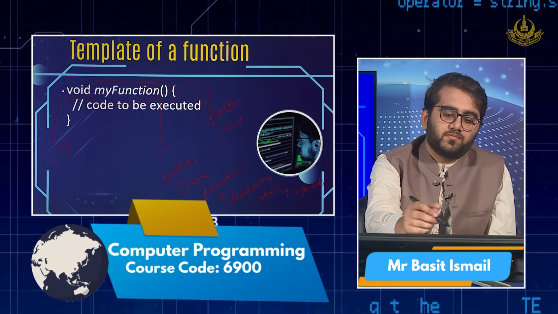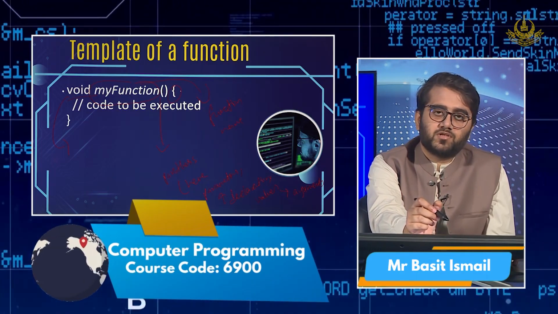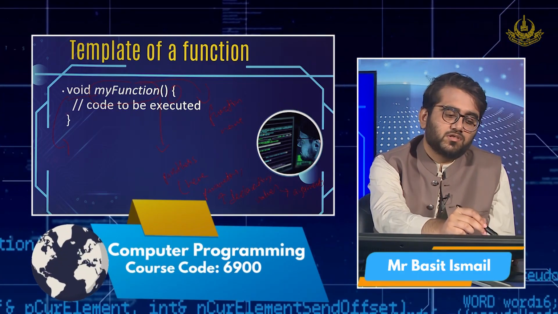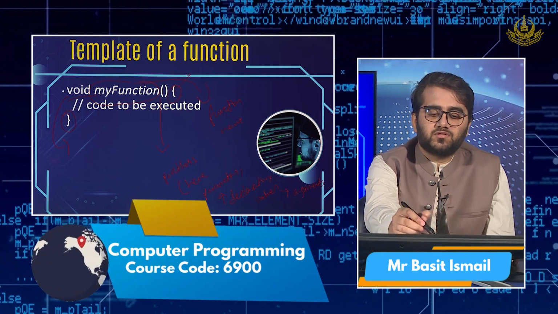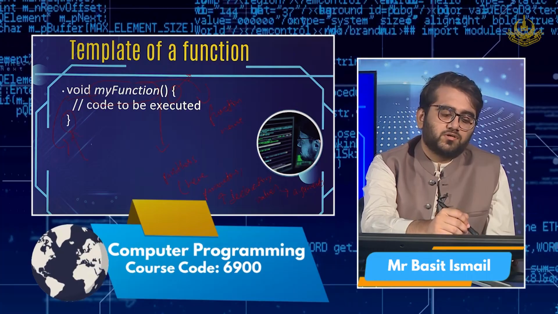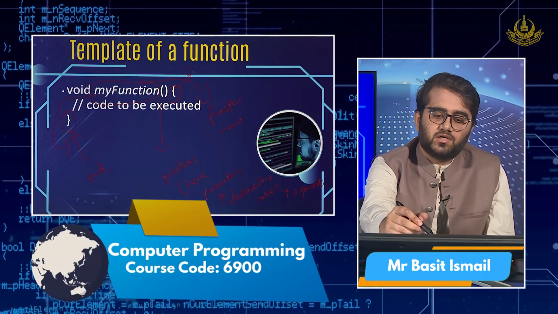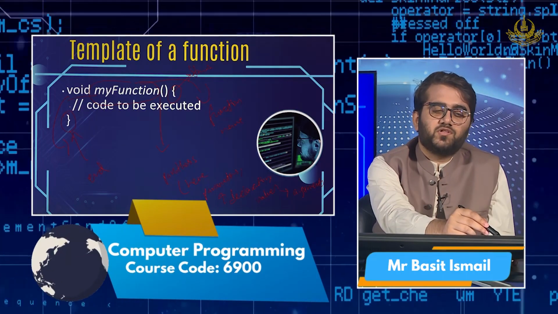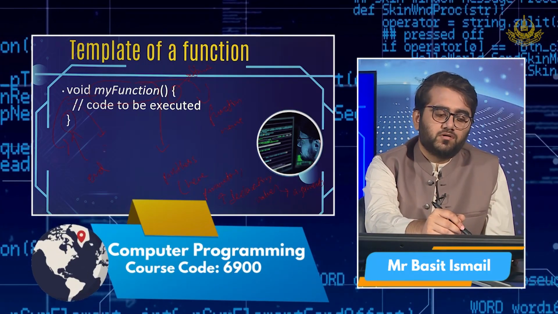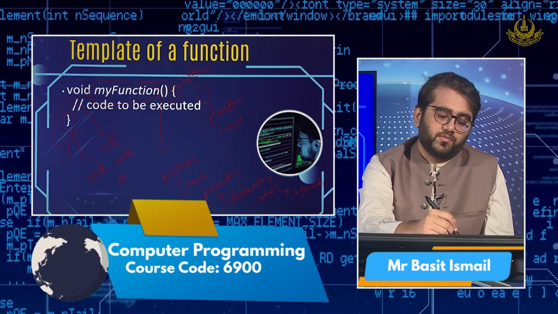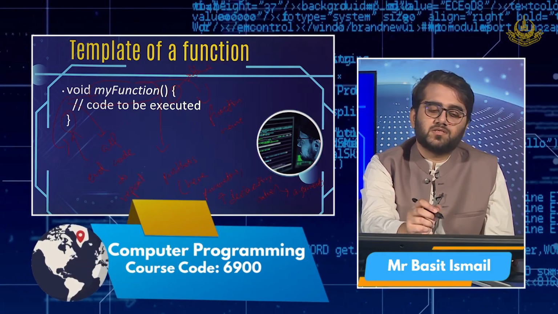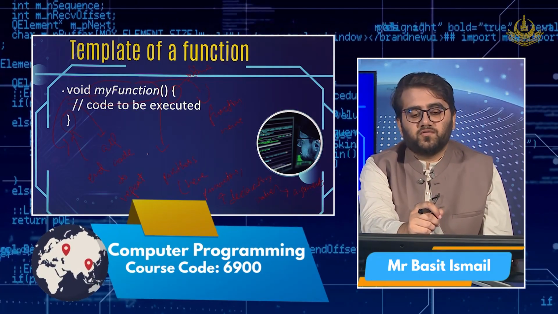Then we have a curly bracket starting, which defines the opening scope of the function, and then we have the closing bracket, which shows the closing scope. Here the function starts, and here the function ends. In between these two brackets we would have all of the code which we need to reuse or repeat. That's the basic template of a function.